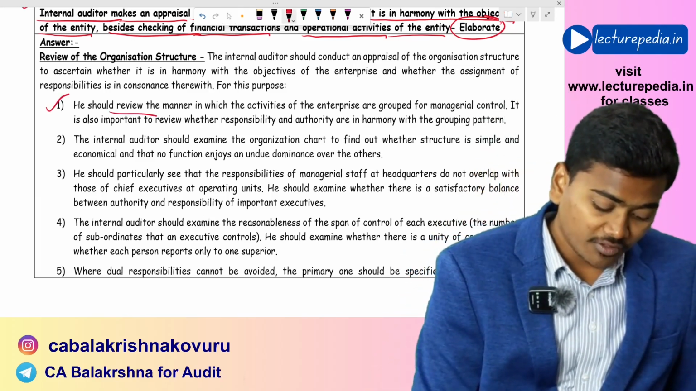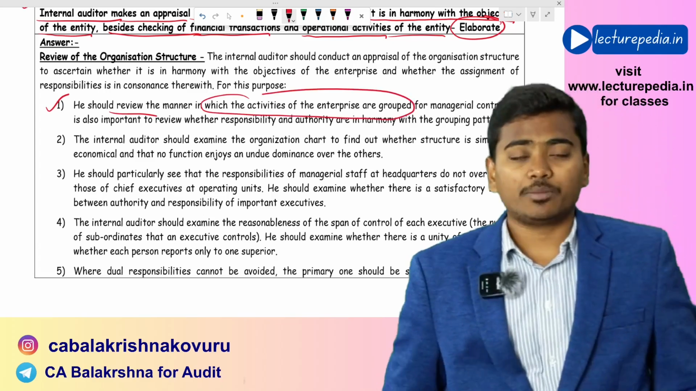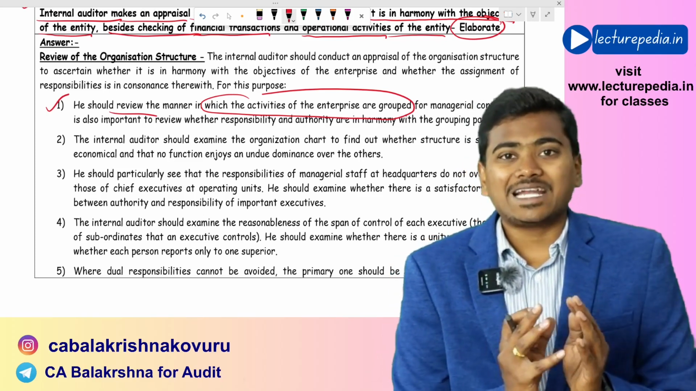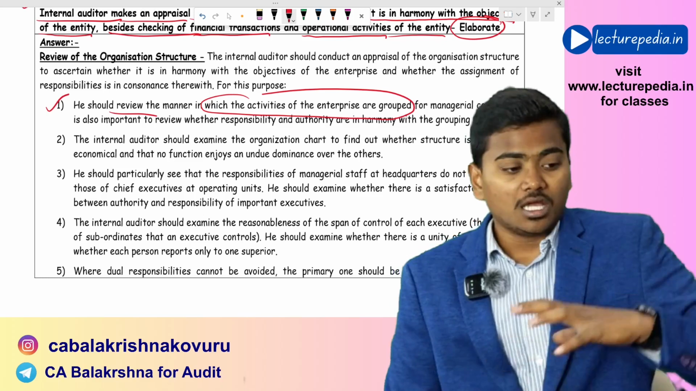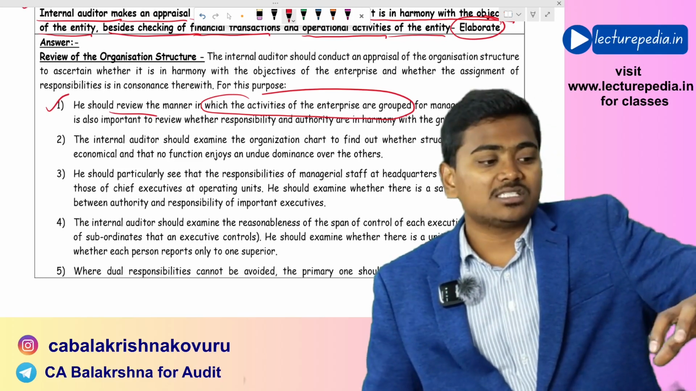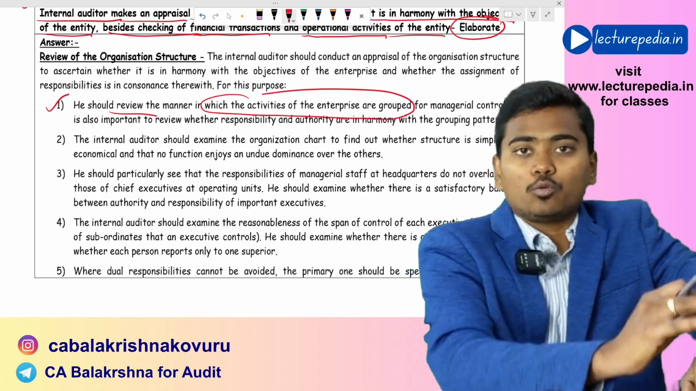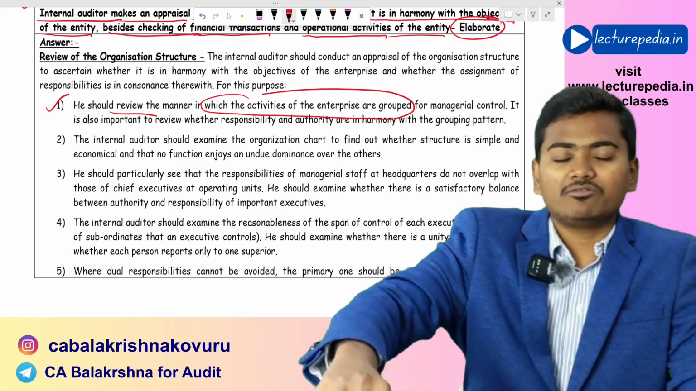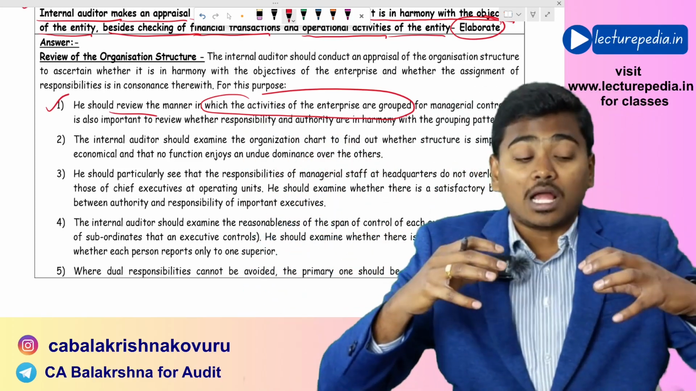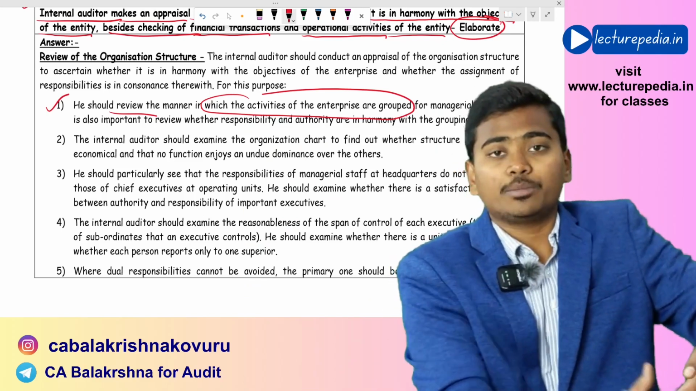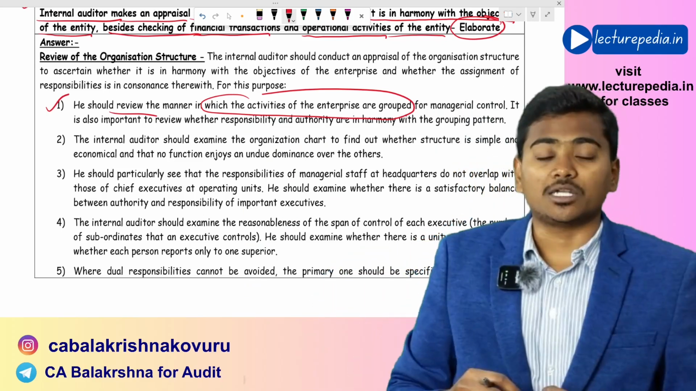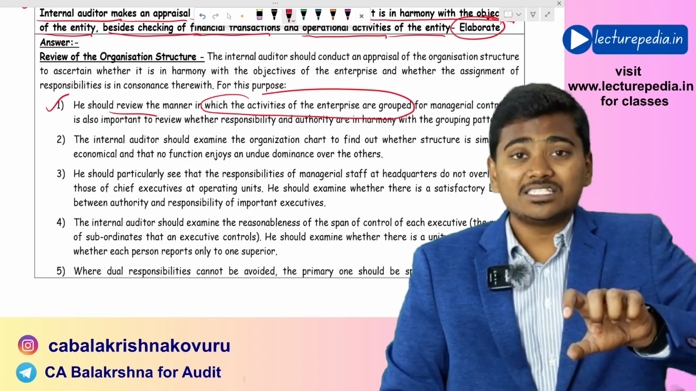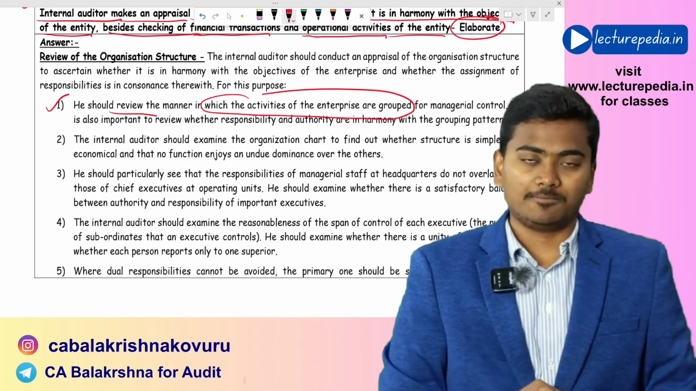Next, he will also review the manner in which activities of the enterprise are grouped for managerial control. How various activities within the organization are grouped. All the marketing functions will be managed by one particular manager. All the sales related functions, the sales department, will be managed by one manager. Which functions will come in the marketing department, which functions will come in the sales department, this will be verified by the internal auditor, whether these functions are properly grouped or not.